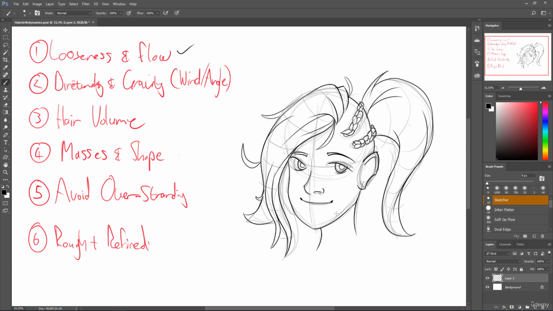All right, so those are our big points of drawing hair. Looseness and flow, directionality and gravity, hair volume, masses and shape, avoiding overstranding, and thinking about the rough and the refined stages when you're planning out the hair. Don't let hair freak you out. I know hair seems massively complicated, but believe me, if you follow these rules, and let me just emphasize this as well, we'll put this as point 7, especially the overlap rule, right?